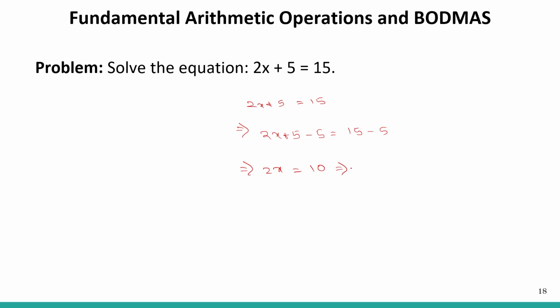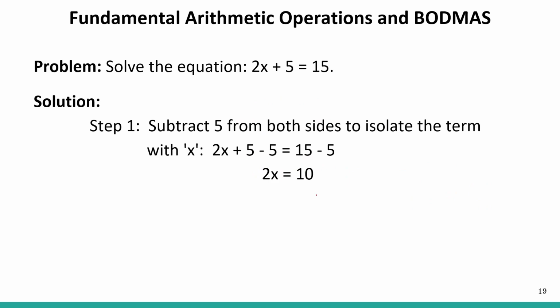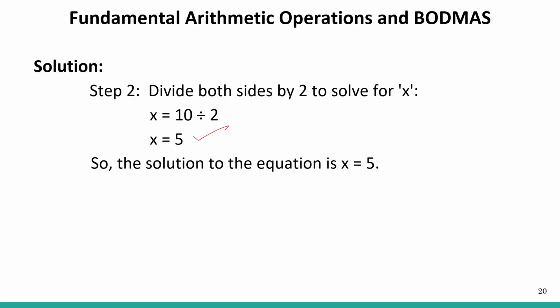Since 2 is not equal to 0, the term can't be undefined, so we can do this kind of division. So 2x by 2 is equal to 10 by 2, that is equal to 5. So x is equal to 5 is the final answer. Here you can see x is equal to 5 is the final answer. The solution to the equation is x is equal to 5.